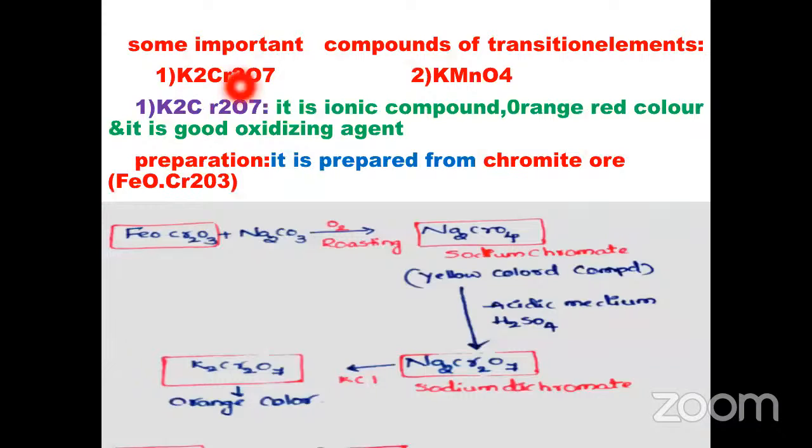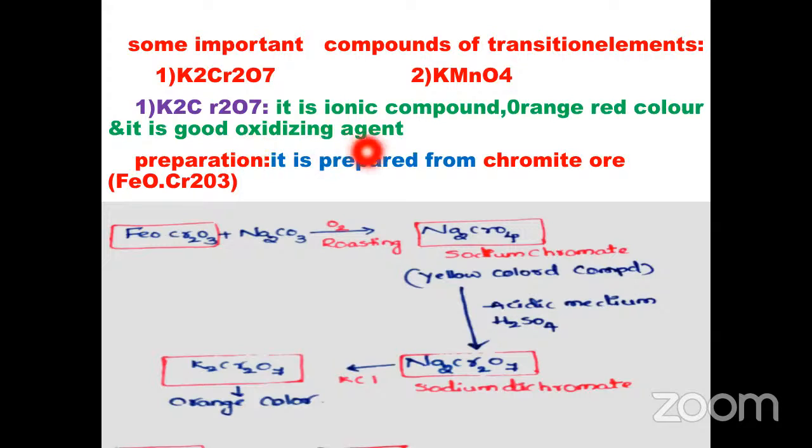Then some important compounds of transition elements: K2Cr2O7 and KMnO4. K2Cr2O7 is an ionic compound and is orange red in color. It is a good oxidant.